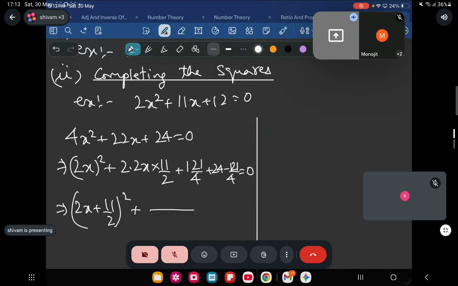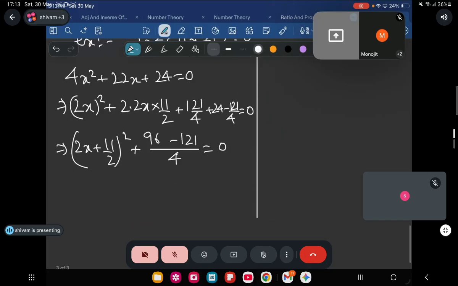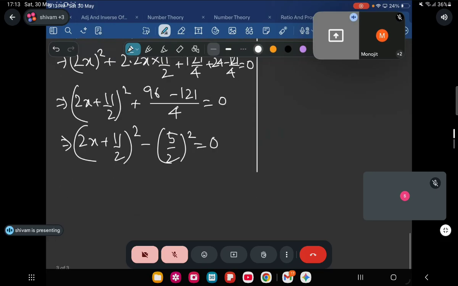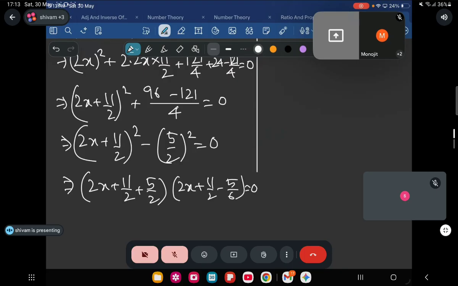So plus 4 is LCM. Numerator would be 96 minus 121 is equal to 0. So this will become 2x plus 11 by 2 the whole square minus 25 by 4. So that is minus 5 by 2 whole square is equal to 0. Now after this, if you can remember a square minus b square formula, a plus b into a minus b. So this will become 2x plus 11 by 2 plus 5 by 2 into 2x plus 11 by 2 minus 5 by 2. Done. Equal to 0.